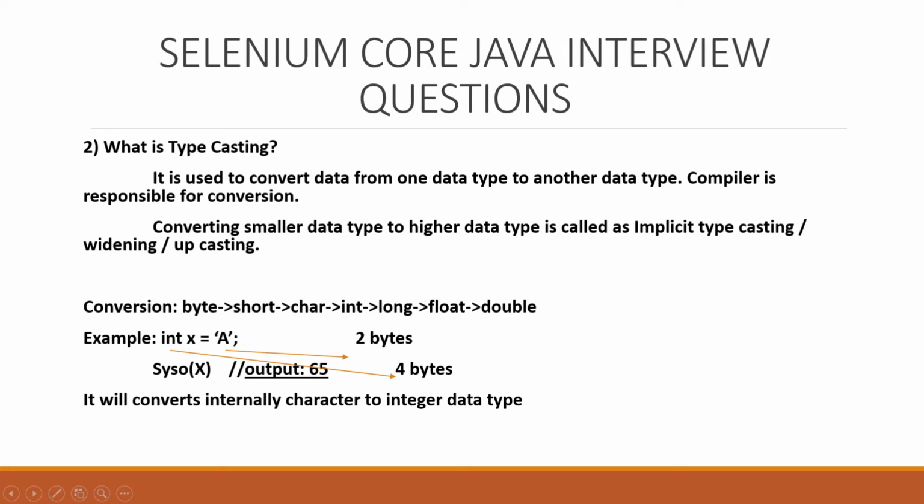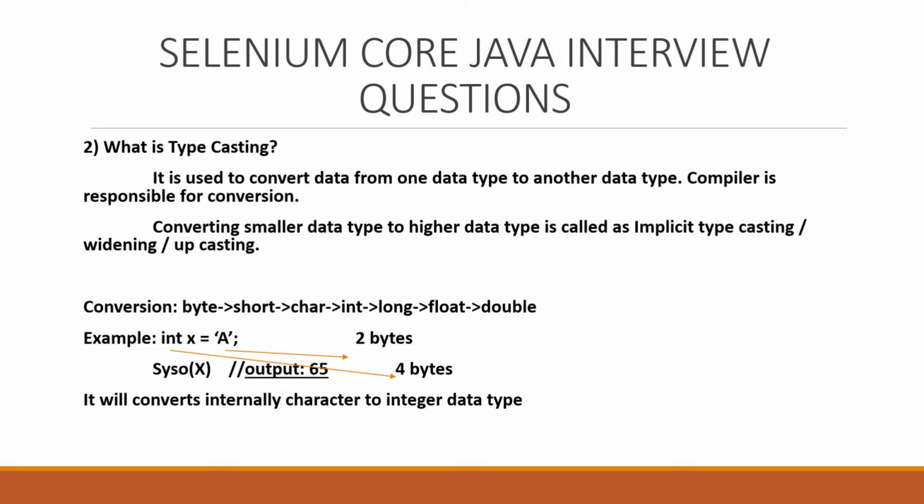From this example, what it will do is convert character to integer data type internally, because the character data type is smaller than the integer data type. So that's why we are able to convert from smaller data types to higher data types, but we cannot convert from bigger data types to smaller data types.